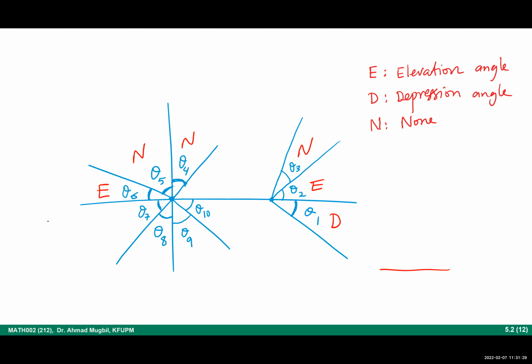Theta 7, please. The last one there, theta 7. Angle of depression, why? We have a horizontal and the other side is below. So this is angle of depression. You are right. Excellent. Next one, the one before him. Theta 8, none. Theta 9, none. Clear? So I'm sure, inshallah, you have no problem with the problems that we will have now.